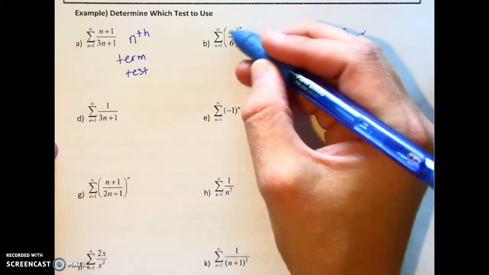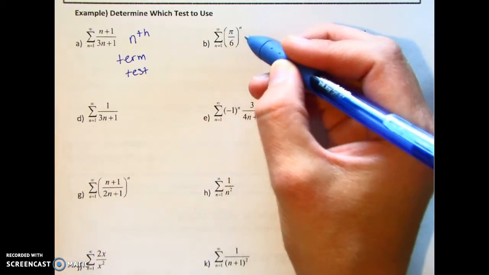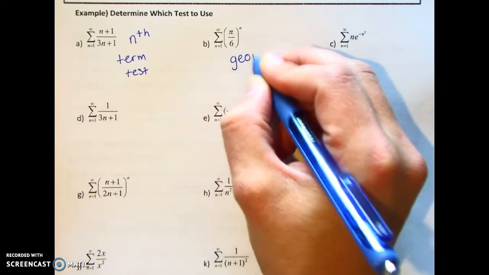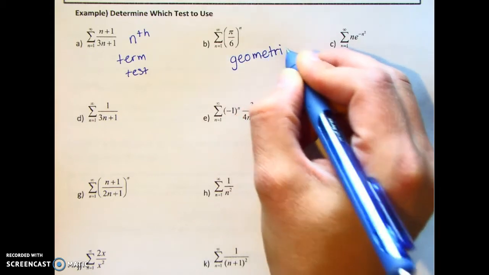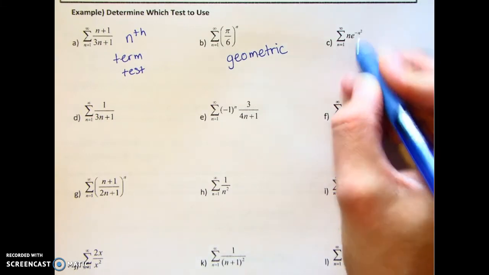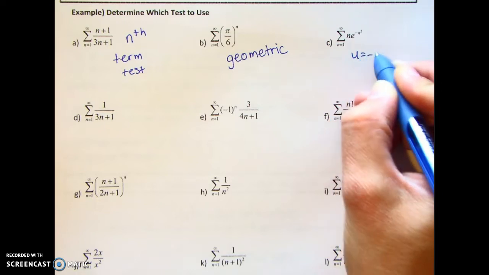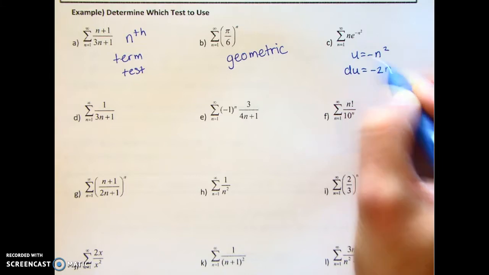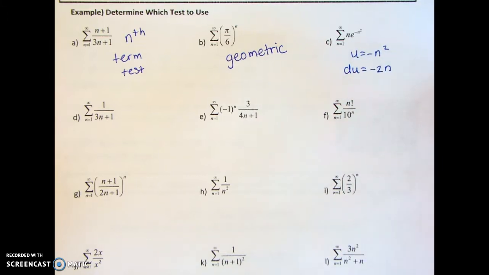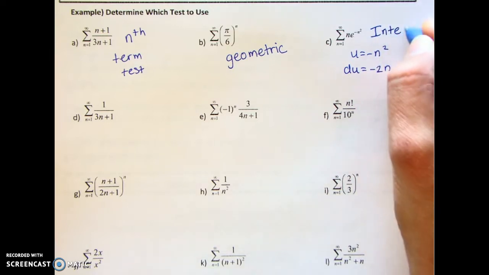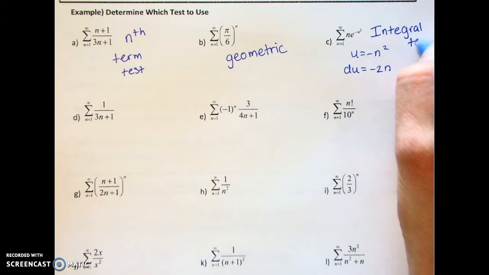All right, do you see how this is a fraction raised to a power? So what's that going to be? That's going to be a geometric series, and pi over 6 would be r. Okay, easily integratable. Can you see how you can say u equals negative n squared, so du equals negative 2n, and that's there. So if it kind of looks like something that we've integrated in the past, then you're going to use the integral test.